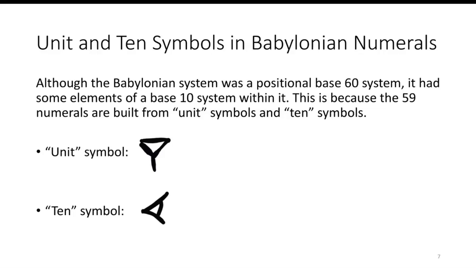So although the Babylonian system was a positional base 60 system, it had some elements of a base 10 system within it. This is because 59 of the numerals are built with a unit symbol and a 10 symbol. So if I want to talk about the numeral for 30, I would take the 10 symbol and repeat it 3 times. That would be the numeral for 30.